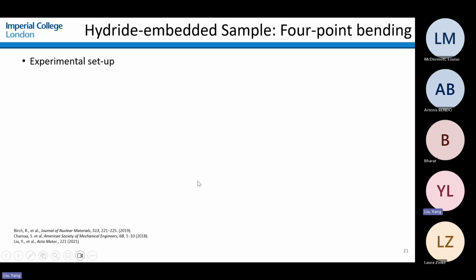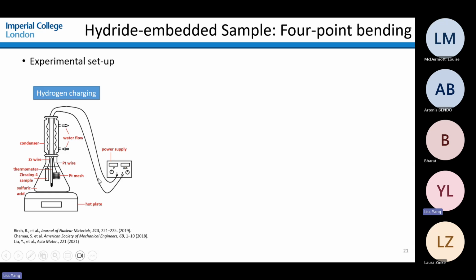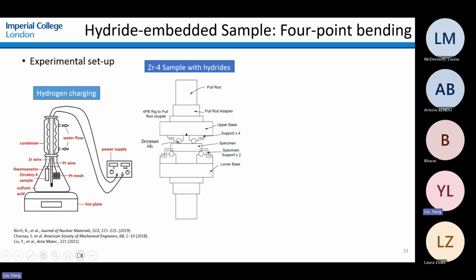So for understanding the hydride precipitation throughout the long thermo-mechanical cycle, there's going to be experimental understanding so that we can integrate the experiments and the modeling together to understand it a bit more. We first hydrogen charge the sample and then put the hydrogen charged sample within a 4-point bend rig, and we apply the thermo-mechanical load onto the sample with the hydrides embedded.